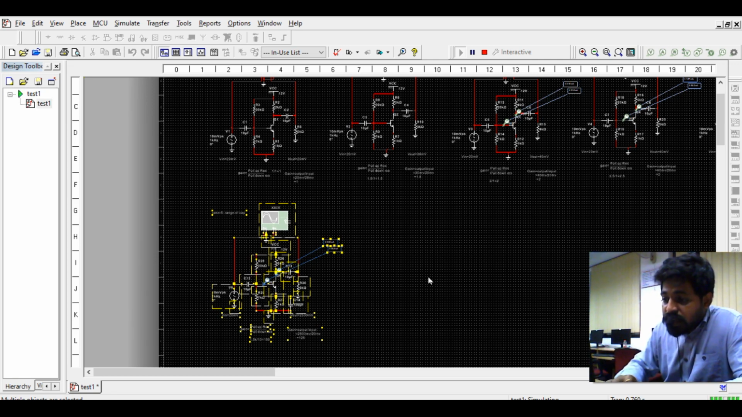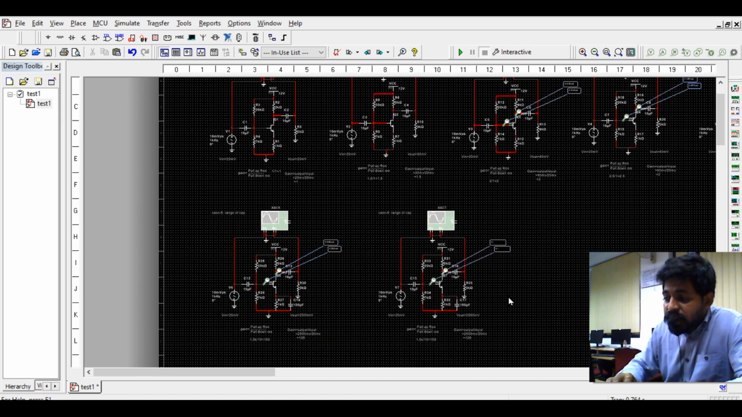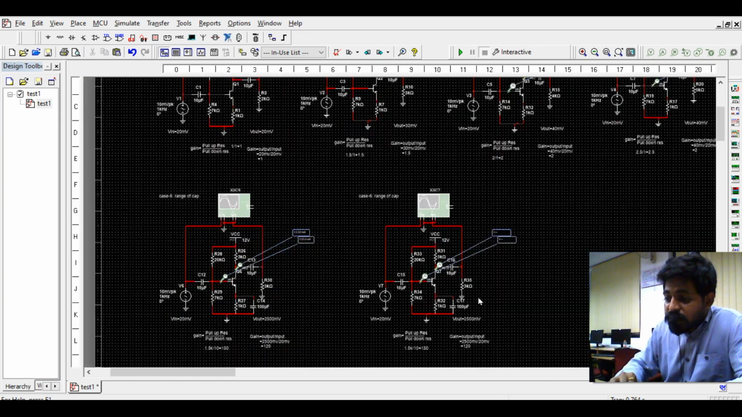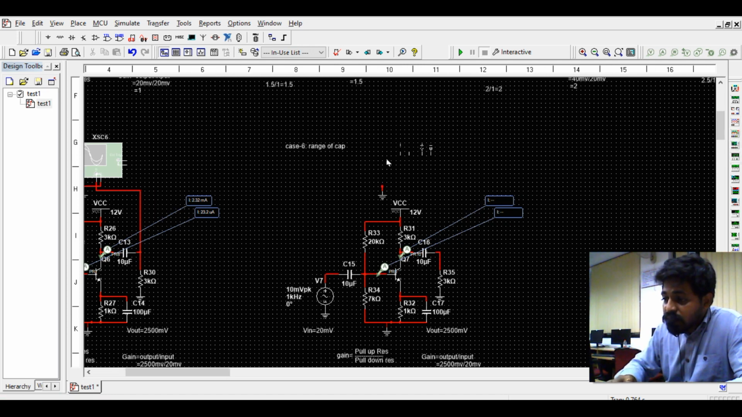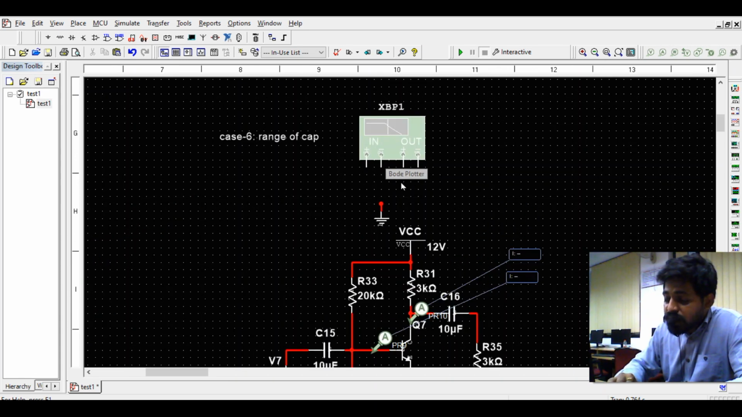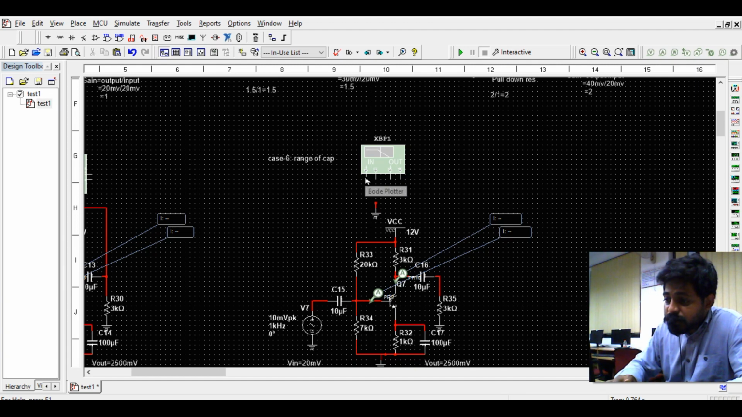Now in the next case, I will be observing the bandwidth. For that I will not use the oscilloscope. I will be taking the Bode plot over here. So I can see the Bode plot will be here, and the Bode plot has a dedicated input channel and output channel. The input channel of the Bode plot is connected to the input of your circuit.